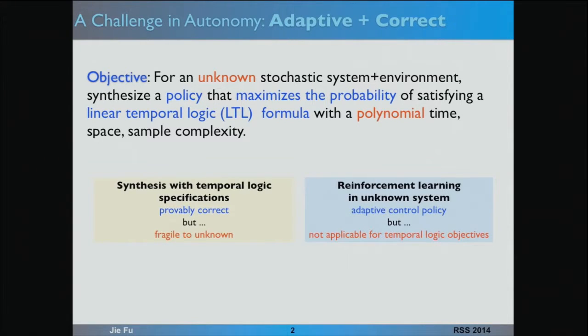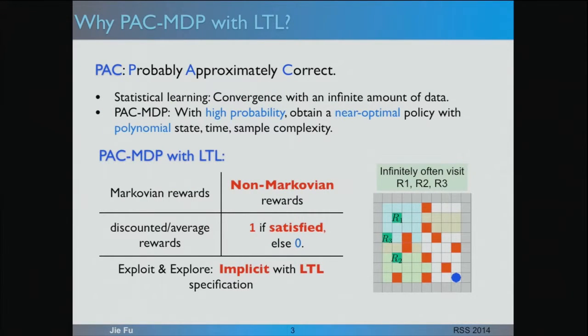So in this work, we are trying to bridge these two together to solve this problem. So we consider the PAC-MDP method. PAC stands for probably approximately correct. Compared to statistical learning, the PAC method ensures with high probability we can obtain a near optimal policy with polynomial time, space, and sample complexity.